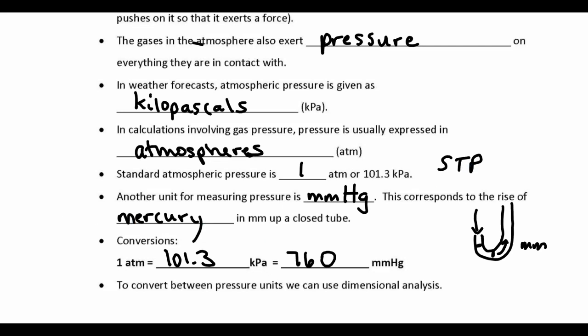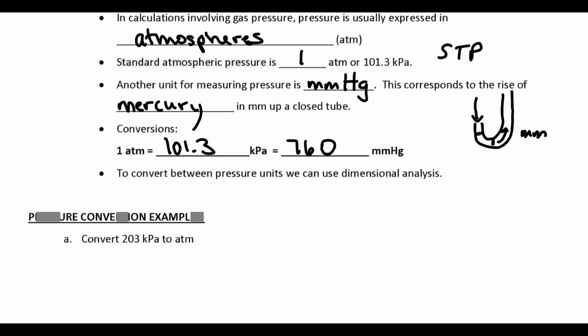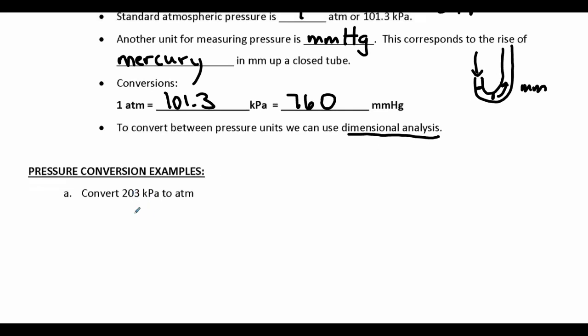So let's do some conversions to get between these units, and we're going to use our favorite process, dimensional analysis. So here is one example. Convert 203 kPa to atmospheres. So I simply start with the unit I'm given, 203 kPa, and I set up my fraction for dimensional analysis. I'm going to put the unit I want to cancel on the bottom and the unit I want to get to on the top. To get between these two, I just use these values.